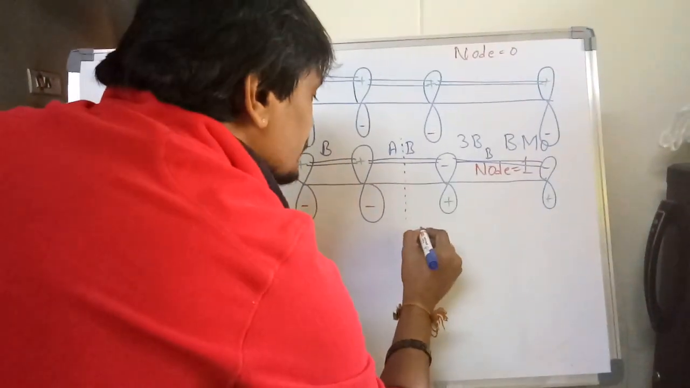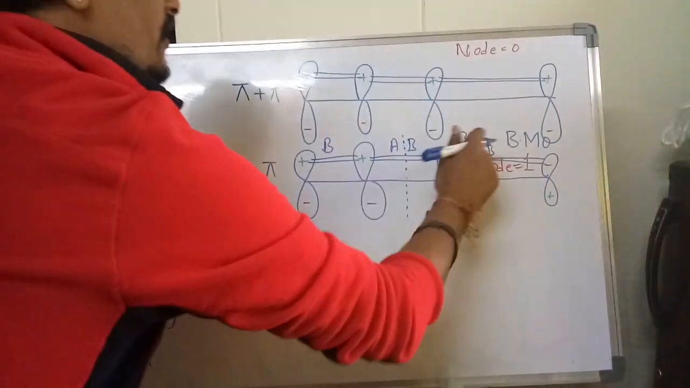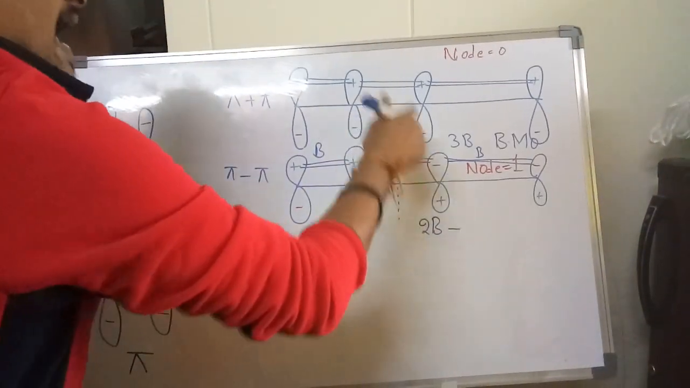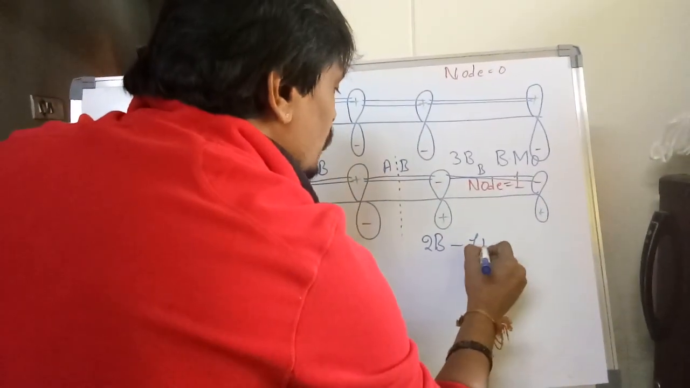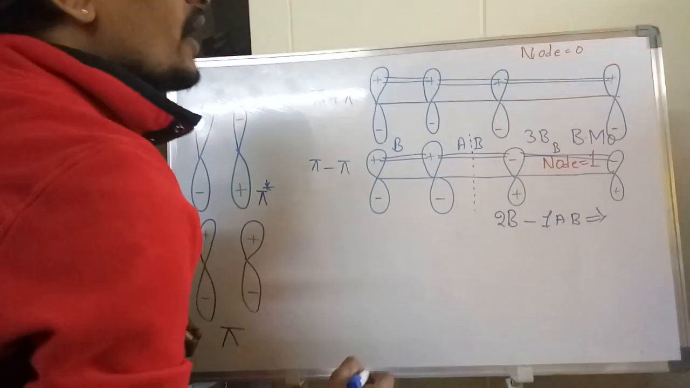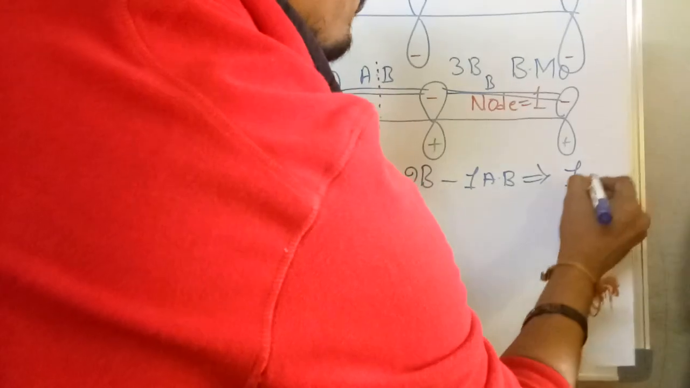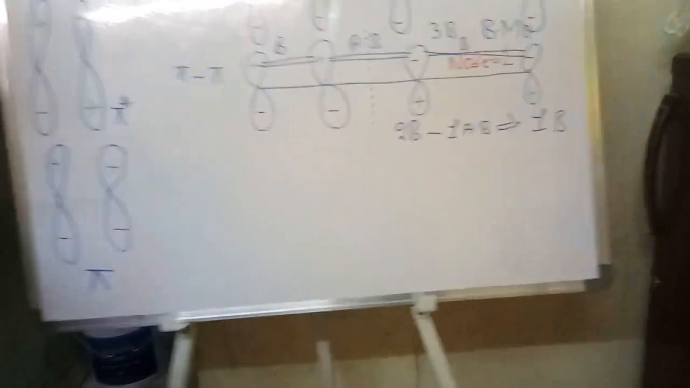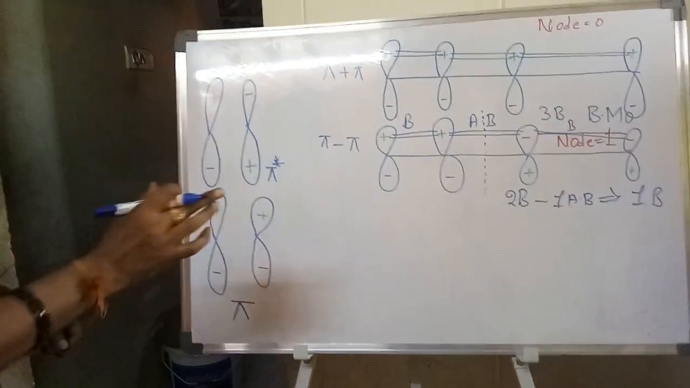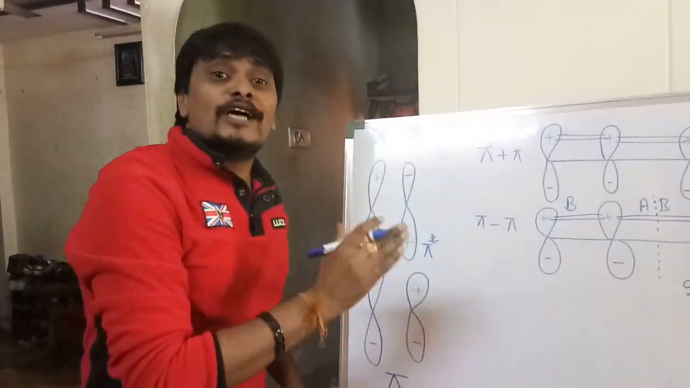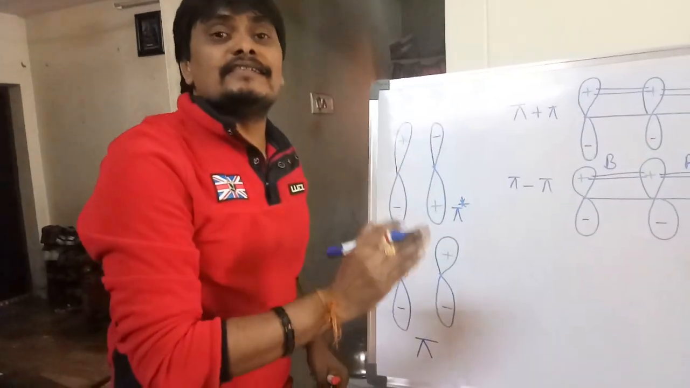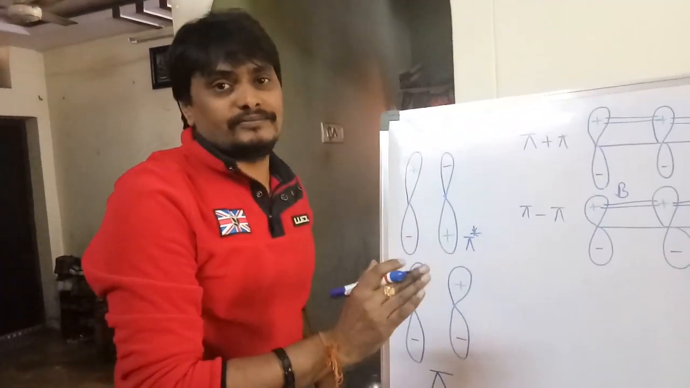So how many bondings are there in this? 2 bondings are there, minus 1 anti-bonding. 1 anti-bonding cancels 1 bonding. Since it contains one net bonding, we can say that it is the bonding molecular orbital only. It is pi, negative pi, the bonding molecular orbital.